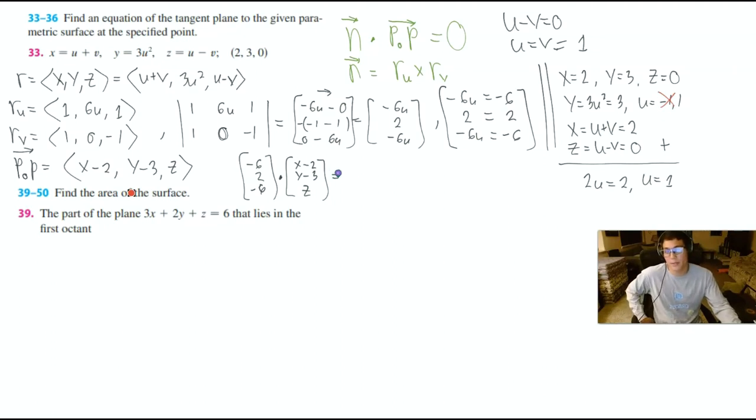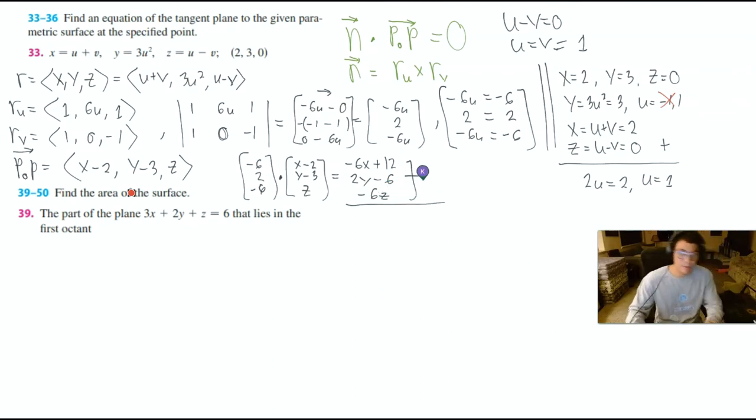Okay, well, what do we see? We see that this is going to be -6x plus 12. This is going to be 2y minus 6. And this is going to be -6z. And of course, we got to add these guys up. When we add them up, that's going to be -6x minus 6z plus 2y plus 6. And again, all this is equal to 0, remember, because we have this formula. So this is your answer right here, but maybe we'll make it look a little bit nicer.